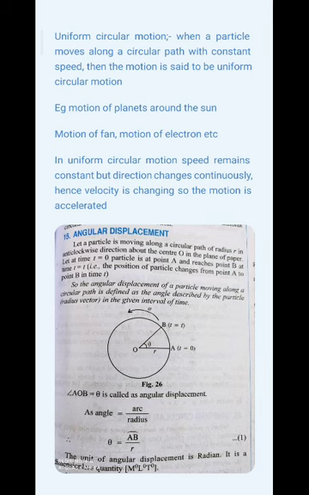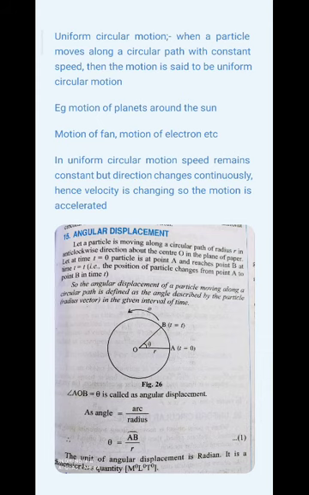In uniform circular motion, the speed, that is the magnitude of the velocity, remains constant, but the direction changes continuously. You remember that the direction is given by the tangent at any point, so the tangent at any point goes on changing. Speed may remain constant or it may change in circular motion, but in uniform circular motion, speed is constant. Now we define some terms: angular displacement.